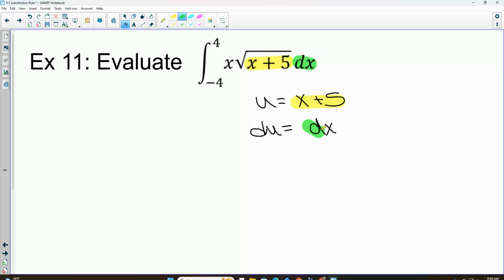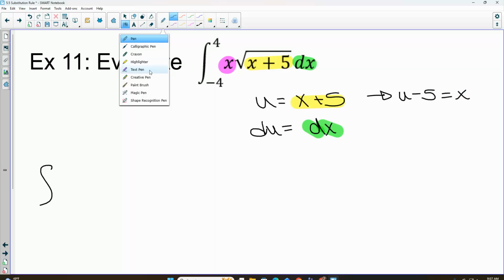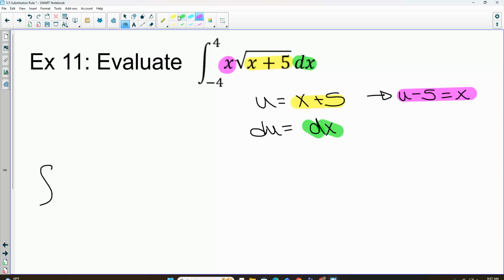But we have a problem. What do I still need to replace? The x. How do I figure out what I can replace x with? Yes, go to your u expression. If you solve for x, that means u minus 5 is equal to x. So I will replace that plain x with the u minus 5.